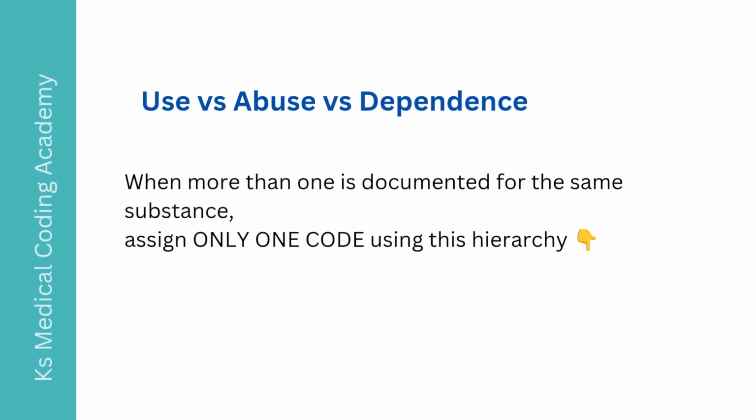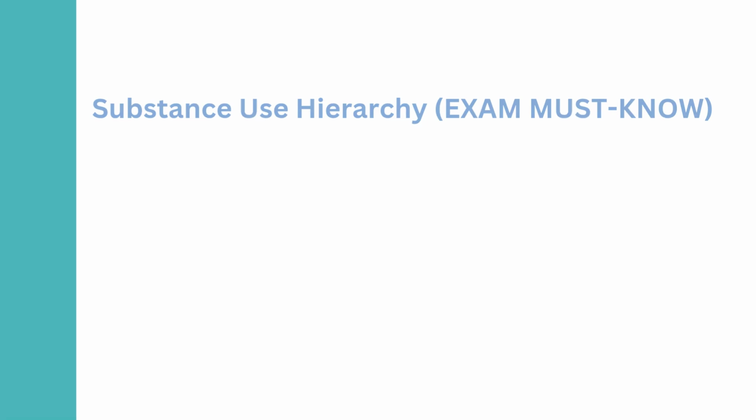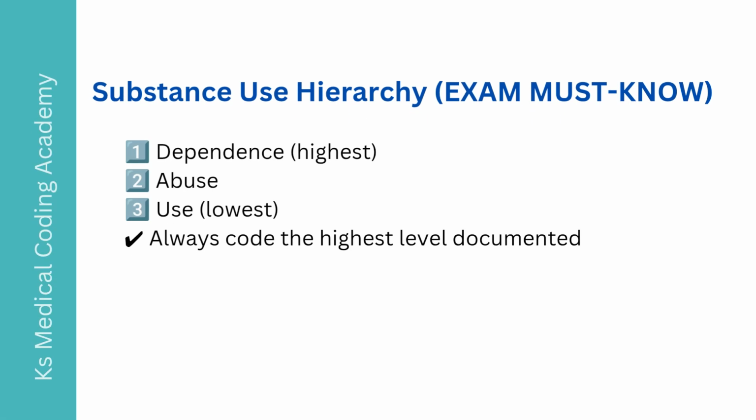Use, abuse, and dependence. Sometimes the provider documents use, abuse, and dependence for the same substance. Only one code should be assigned. Coding hierarchy, exam favorite. Always follow this hierarchy: 1, dependence; 2, abuse; 3, use. Code the highest level documented.